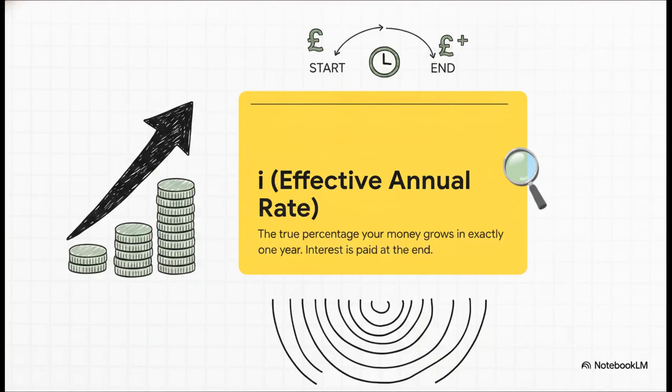We really have to build our foundation with I, the effective annual rate. Honestly, if you don't speak this language fluently, the formulas later on simply won't make sense. So I is your true annual rate, with absolutely zero compounding tricks. When a formula asks for the effective rate, it means the actual proportion by which your money grows over exactly 1 full year, assuming the interest is paid at the end. For example, if I is 0.05 or 5%, every single pound you invest at the start of the year becomes exactly £1.05 at the end. It is literally the anchor point for everything else we're going to do.